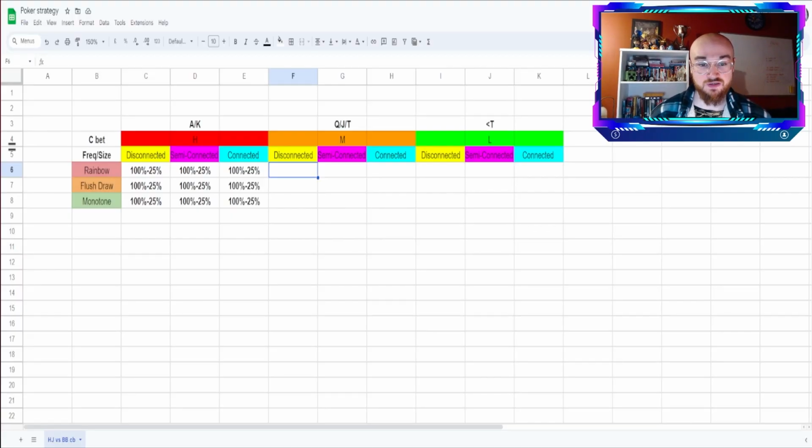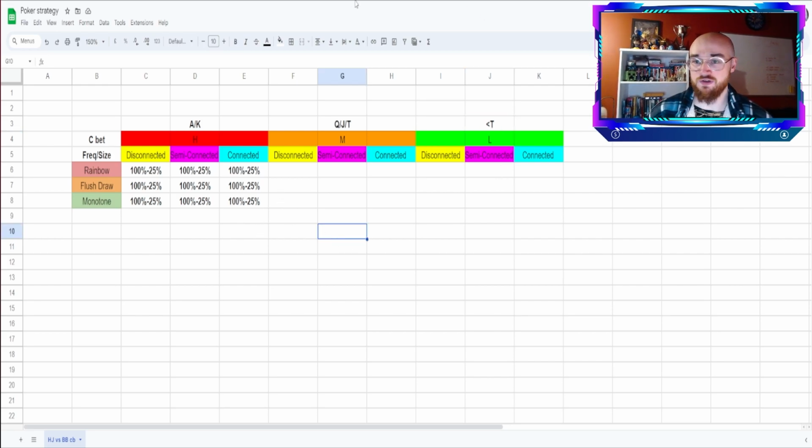This is chapter 4. Last time we looked at ace and king high boards, where we range bet 25%, and the EV regret was always less than 3%, so we decided that's at least a reasonable idea. So now I'm going to move on to queen, jack, 10 high boards and then less than 10 high boards and see if there's any boards where this strategy doesn't work.